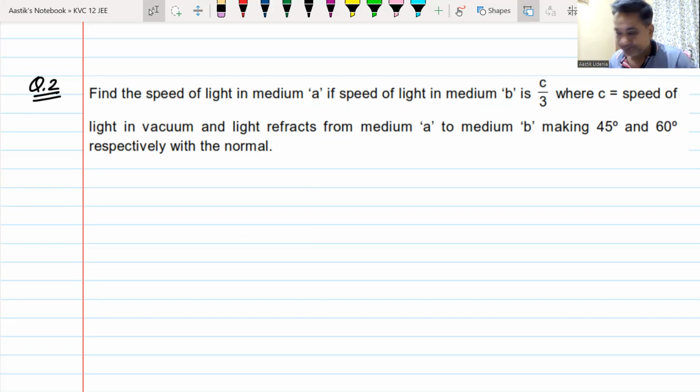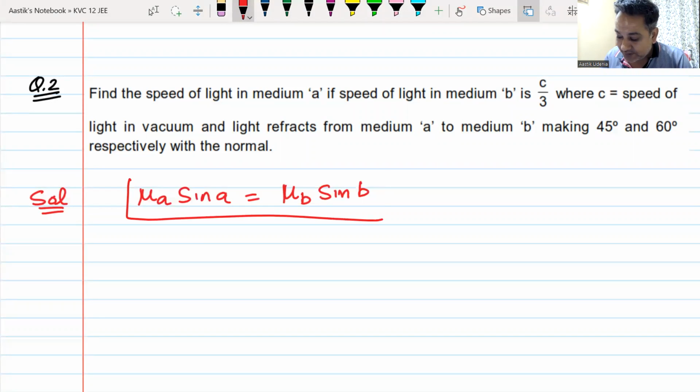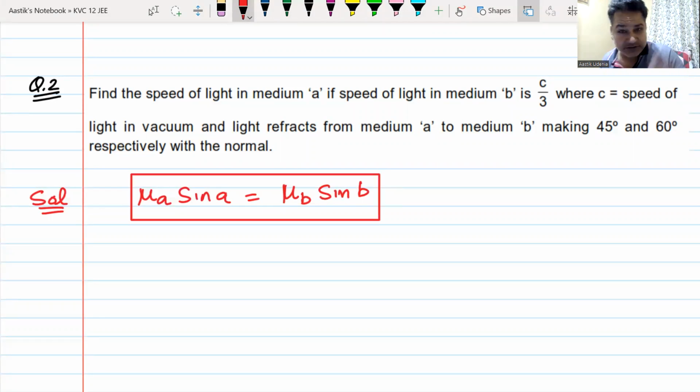How to do it is the question, and how will I do it? I only remember it by this: mu A into sine of A equals mu B into sine of the angle B. This is the easiest way of remembering it. That's it. That is what I apply always, and trust me, I always get my answers.